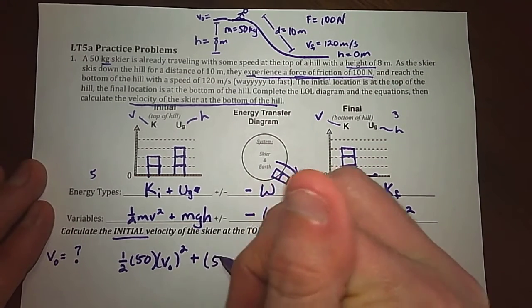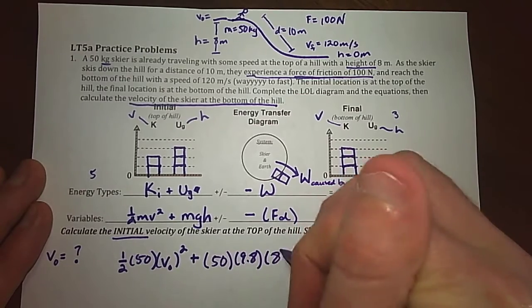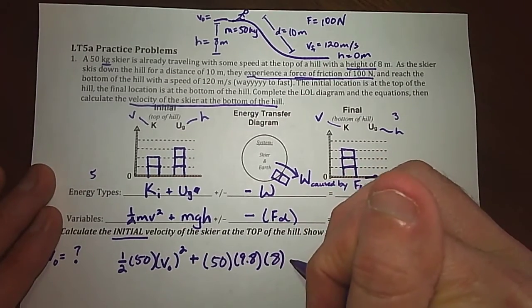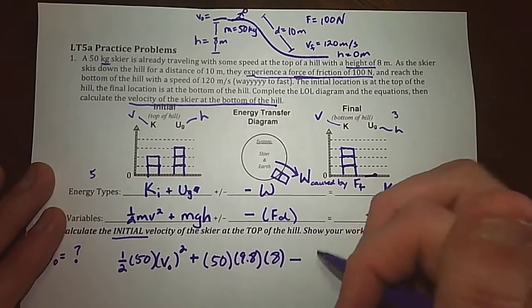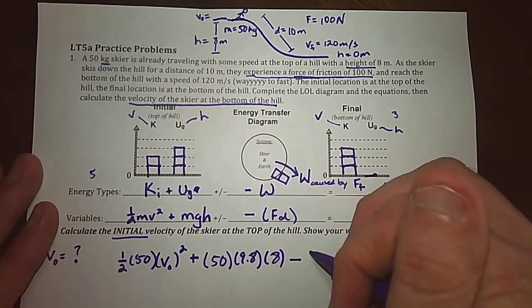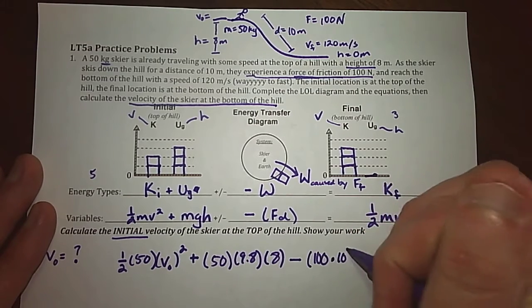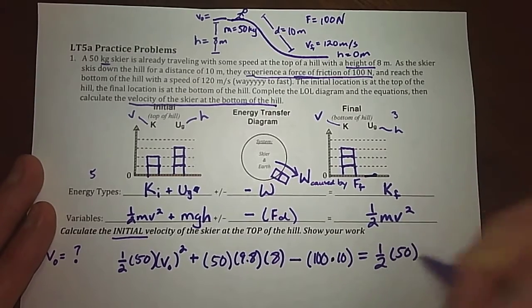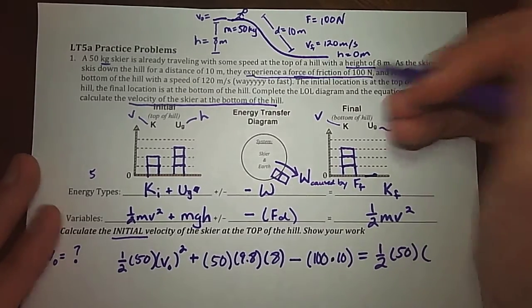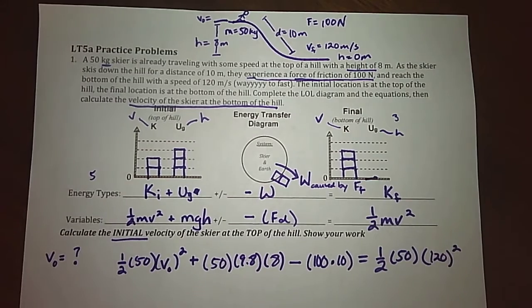Again, my mass is 50 kilograms. G on Earth is always 9.8, and my height in this case is 8, minus the work, which is force times distance. My force looks like 100 newtons multiplied by my distance, which is 10. And that's going to be equal to 1/2, my mass, again 50 kilograms, and then my final velocity, I do know, that's 120 meters per second, and then we are going to square that value.